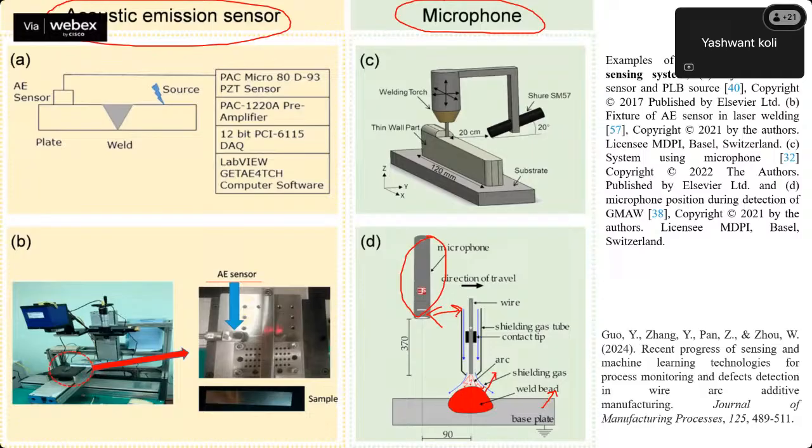So you can see here this microphone is very near to the torch. The positioning is also important, because if we keep this microphone too far, the vibration signals are not strong enough for it to detect. So it should be very close to the torch, within the range of the microphone.